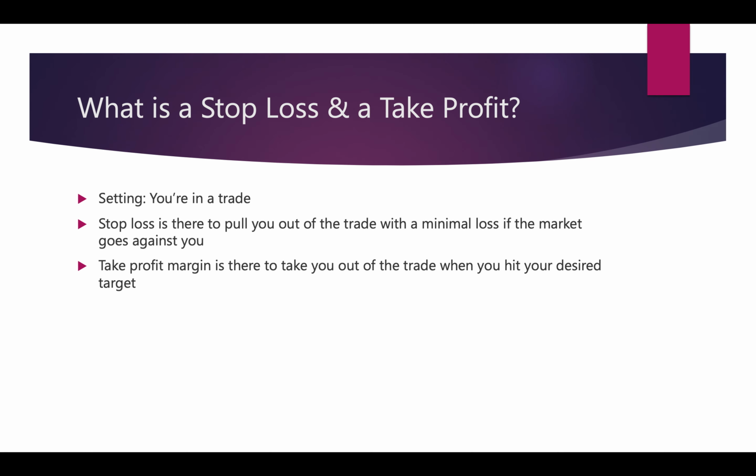So, what is a stop loss and a take profit? The setting for this is, let's say you're in a trade. The stop loss is there to pull you out of the trade with a minimal loss if the market goes against your position. For example, say you've bought a currency pair, and the market then turns bearish, your stop loss is there to take you out before that move continues and drains your account. If you don't put a stop loss and that move goes down, the only thing that's going to take you out is if your account blows and you've got no money to trade the rest of that move.